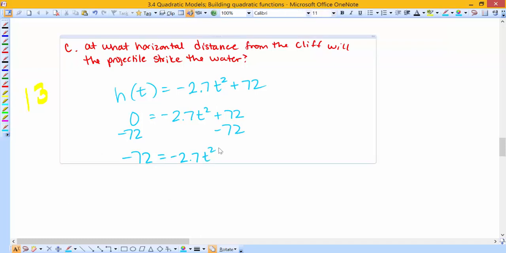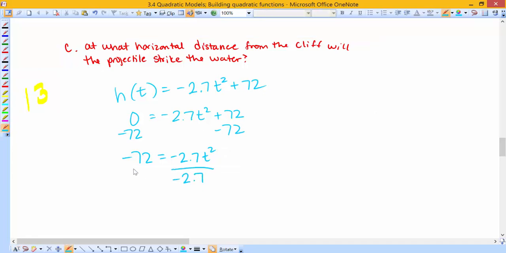Now some of you are probably already thinking, I can square root this now. Not yet. Don't square root yet. You have to move the 2.7 first. So I'm going to do negative 72 divided by negative 2.7. And I get 26.666666666 repeated. But I'm going to leave that decimal in my calculator.